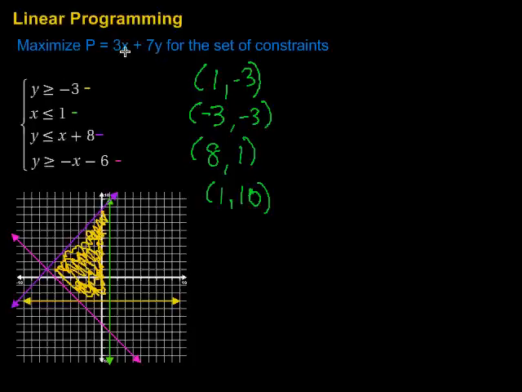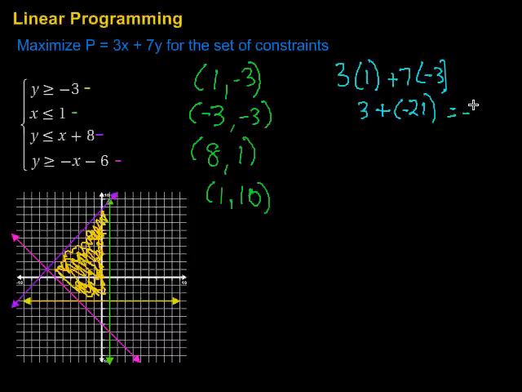Okay. So now we go ahead, and just like we did before, we're going to substitute these into my objective function right here, and it wants us to maximize, so I'm looking for the largest value that we get out. So let's take that first one, 1, negative 3. So I have 3 times 1, because 1 is x, plus 7 times negative 3, which is going to give us 3 plus a negative 21, and 3 plus a negative 21 is going to be negative 18. Okay, so we've got negative 18 for this first one. Again, I could make a table if I want. I didn't really leave myself room up there, so I'll just do it like this. So that one brings out negative 18.